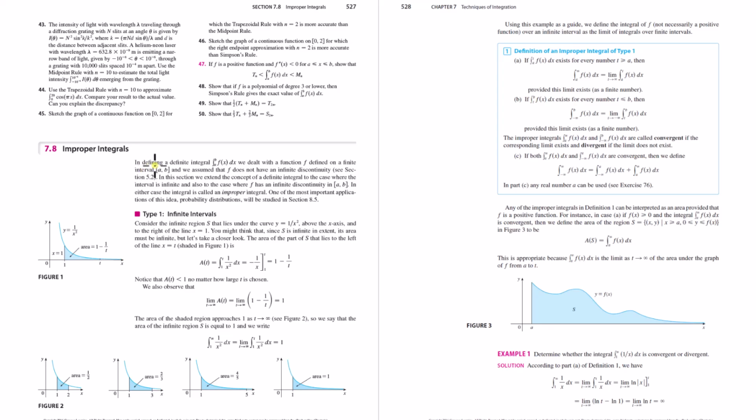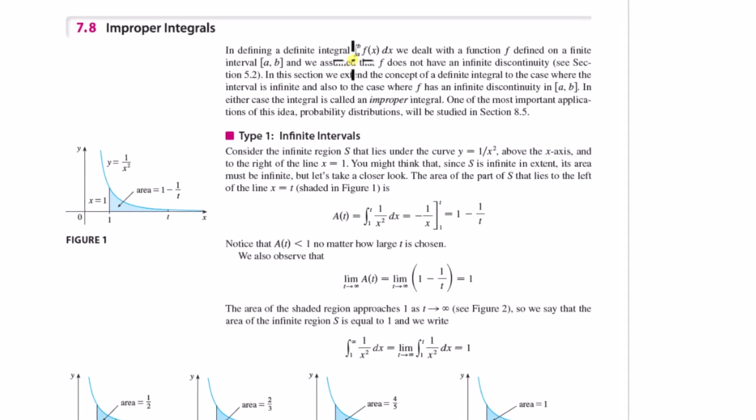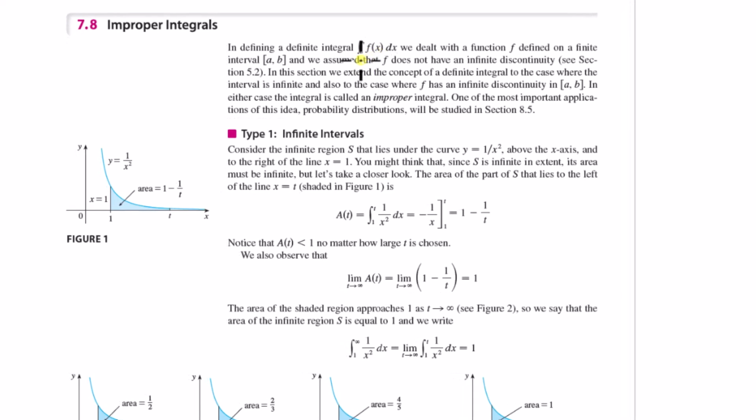Okay. In defining a definite integral, the definite integral of the function f of x over a to b, we dealt with a function f defined on a finite interval, and it was closed at the endpoints, right? The function was defined at the endpoints. Otherwise, if the function weren't defined at the endpoints, that would create an issue based on what we've technically learned up to this point. And we assume that the function does not have an infinite discontinuity.